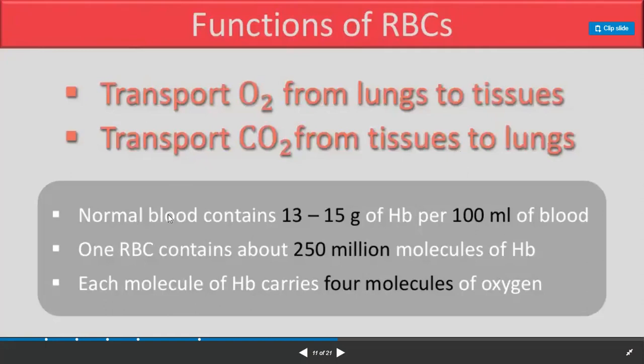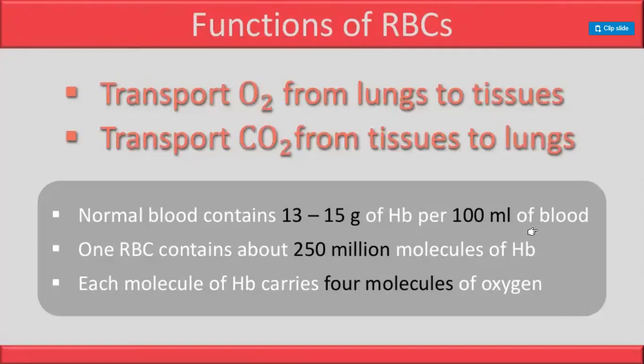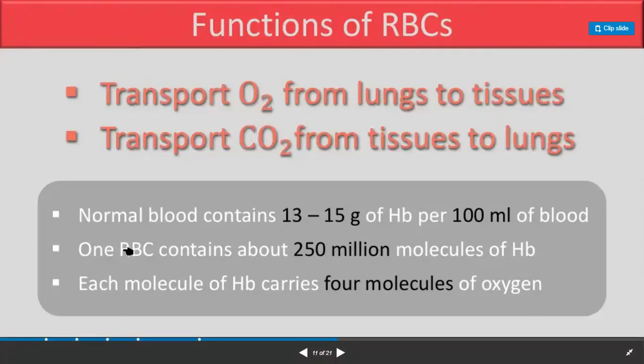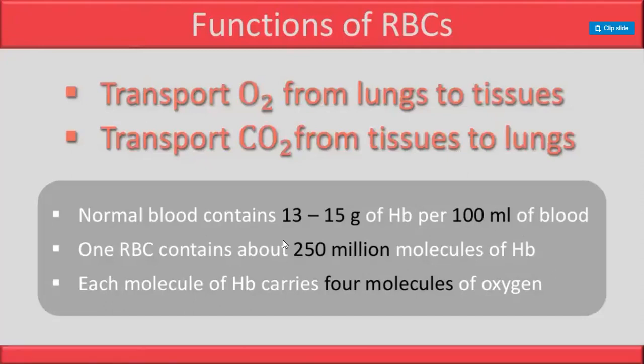Now, normal blood contains about 13 to 15 grams of hemoglobin, Hb, per 100 mils of blood. Now, one red blood cell contains about 250 million molecules of hemoglobin, and each of these molecules will combine with oxygen to form oxyhemoglobin. And then when they get to the tissues, they deliver the oxygen to the tissue, and then they go back and take another oxygen from the lungs, and deliver to the tissue like that.